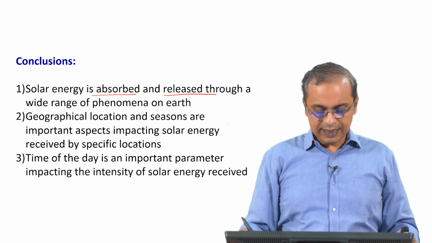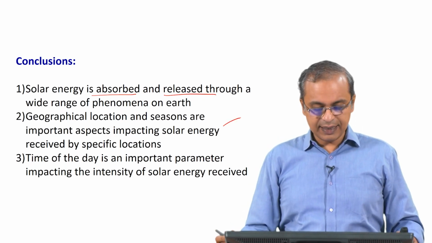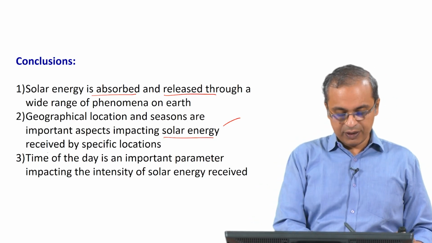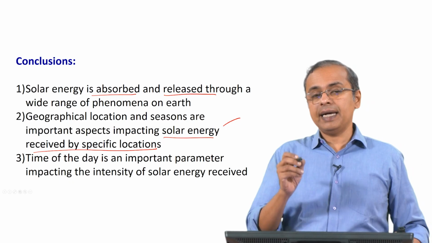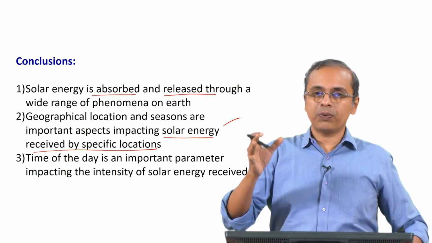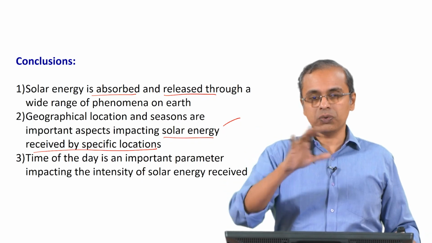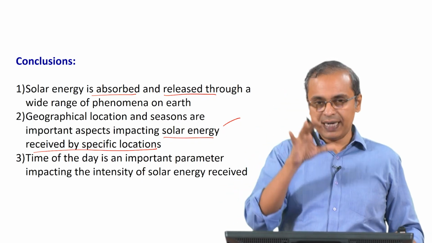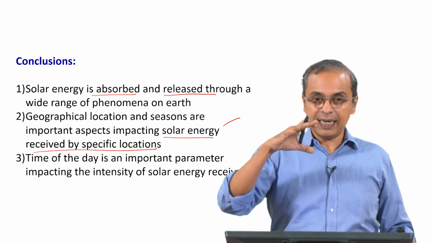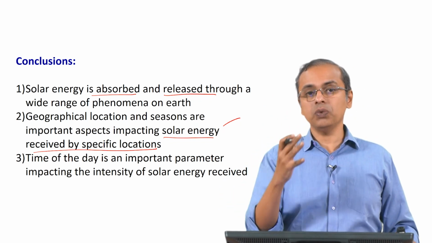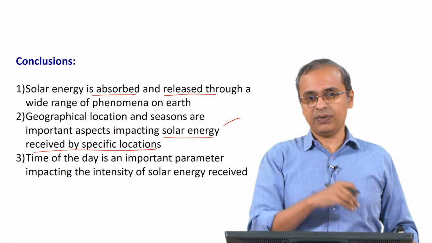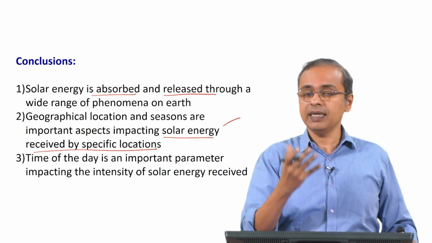The second thing we looked at is that geographical locations and seasons are important aspects impacting the solar energy received by specific locations, and this has an impact on how we will go about deploying solar energy devices in those locations. We have to be aware that a geographical location has some characteristics associated with how the solar energy arrives there, how much solar energy arrives there, and what is the quality of the solar energy arriving there in terms of intensity and so on.